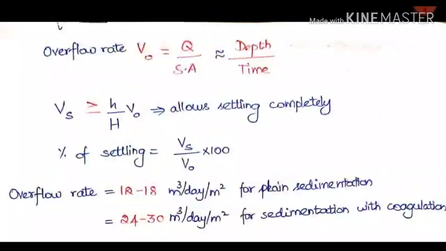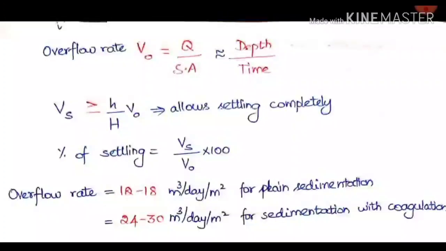And the percentage of settling is given as Vs by V naught into 100. So when Vs is nearly more, it means the settling will be nearly 100%. And the overflow rate range should be 12 to 18 meter cube per day per meter square for the plain sedimentation tank, and 24 to 30 meter cube per day per meter square for the sedimentation with coagulation tank.